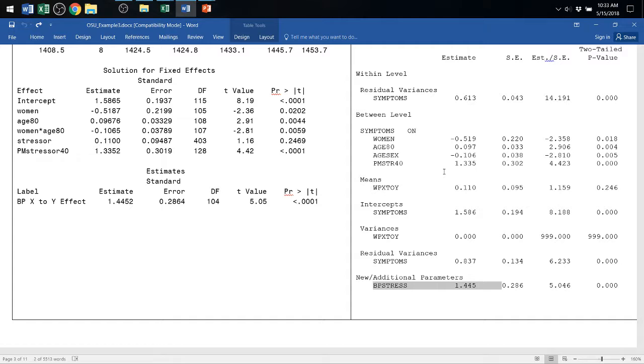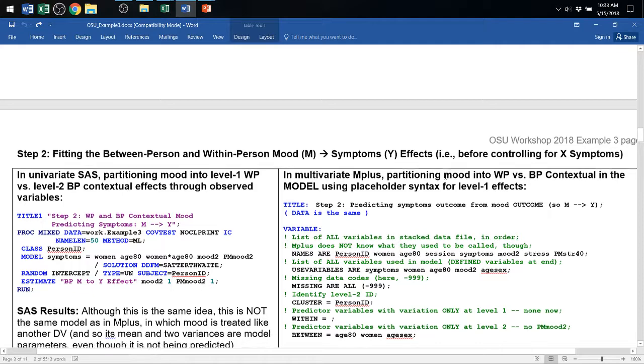Others? Questions? All right, are you ready for your very first multivariate multilevel model? I know, right?